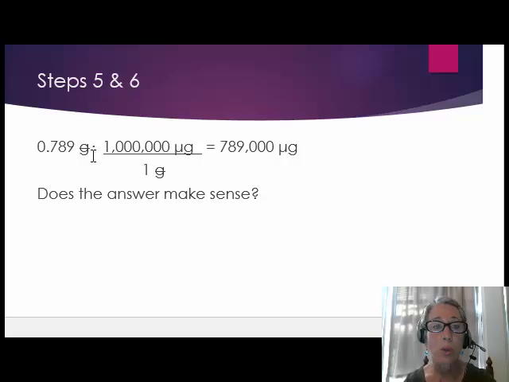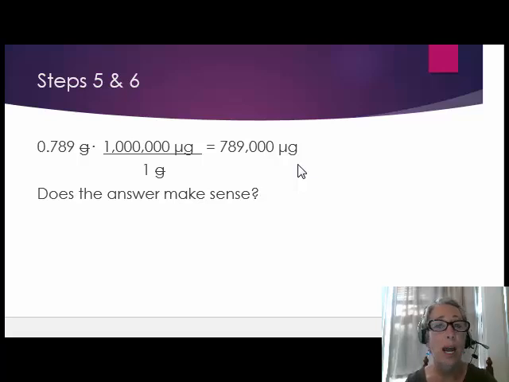Step 5 is to multiply our given value by the conversion factor. Before I do the math, I always make sure that units cancel out. Grams divided by grams cancels out. And we are left with micrograms. To do the math, we multiply 0.789 by 1 million to obtain 789,000. We divide by the denominator, but our denominator of 1 does not change the value of this product. Don't forget to include the unit of micrograms with the answer.